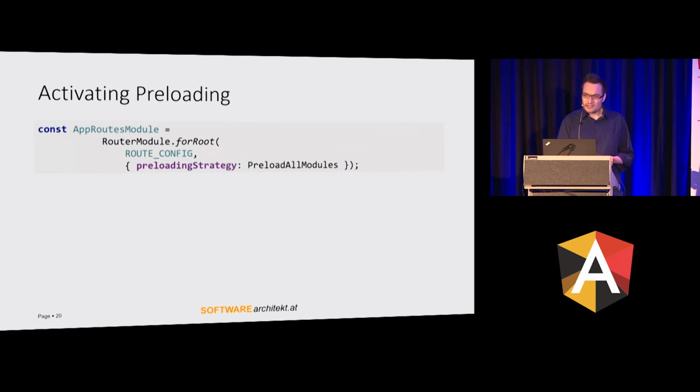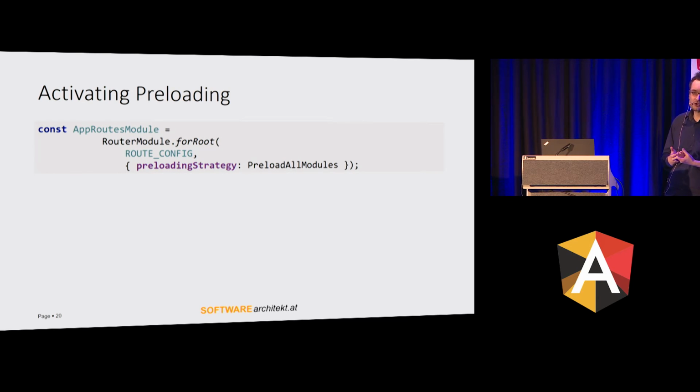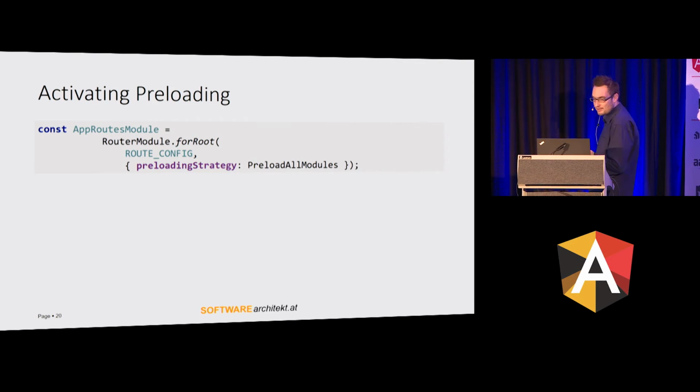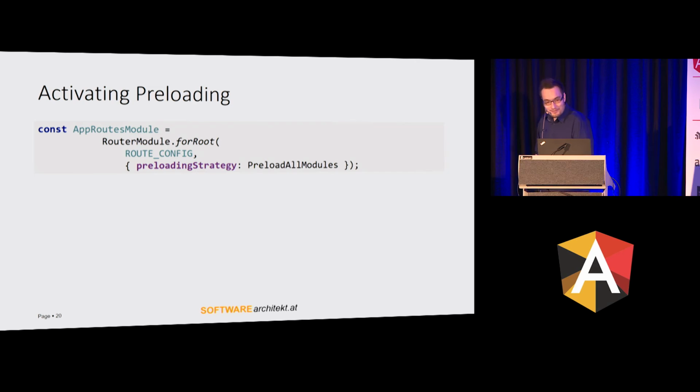And using preloading is also very, very simple. You just have to mention a preloading strategy. You can do this when you are setting up your router module for your root module. Nice. In this case, I'm using forRoot, and I'm passing my root configuration. You know, this array with all these route objects that are mapping some paths to some components.